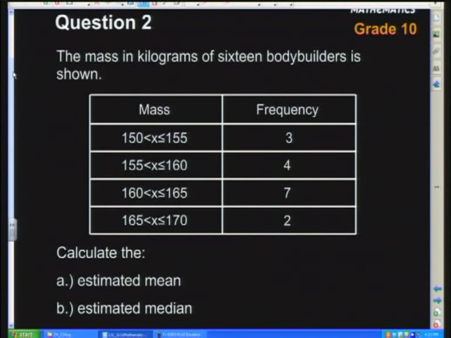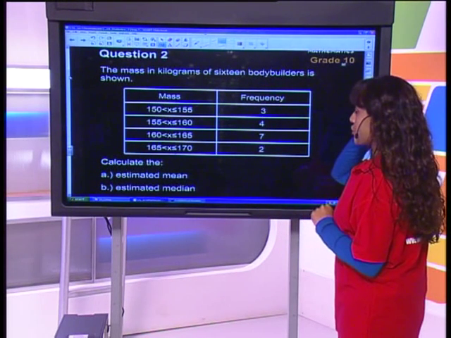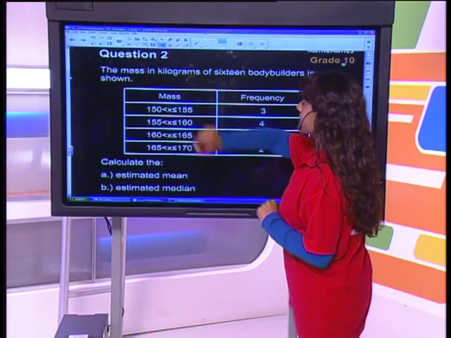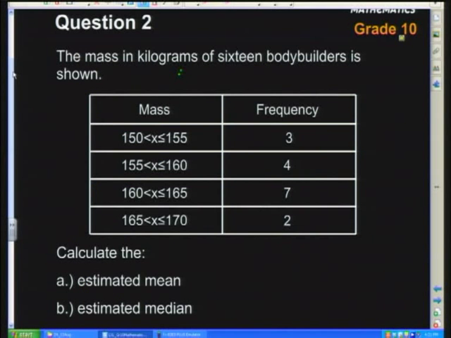So if you have a look at your table now, we'll see in question 2, we are given that the mass in kilograms of 16 bodybuilders is shown. So if we're talking about mass, it is in fact continuous data, because remember, if you're measuring your weight, you can be, for example, 50,2 kg. So therefore we're looking at mass. It is continuous data that has been grouped into a frequency table. In your frequency table, one side of the table will give you your interval. The other side of the table will give you your frequency.